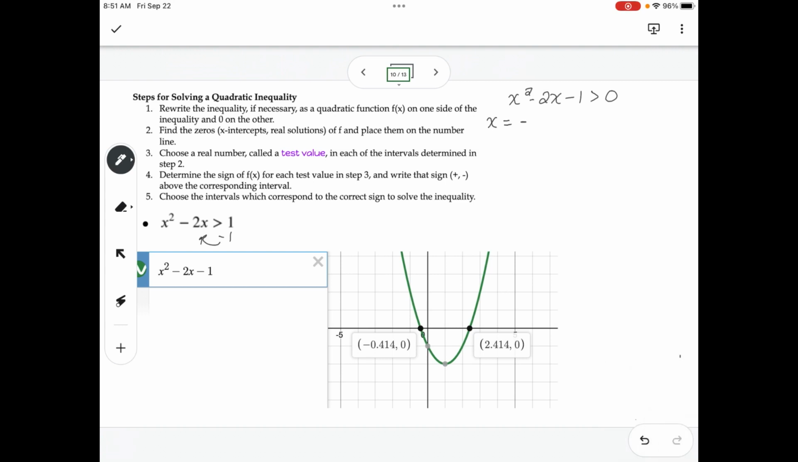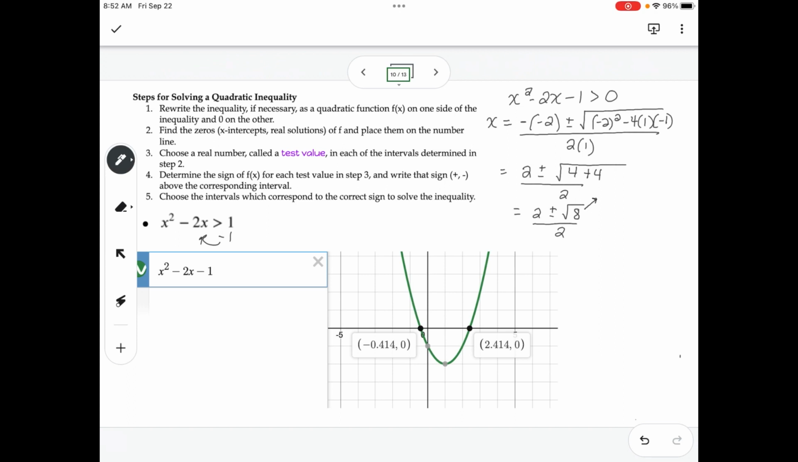So x equals the opposite of b. Our b value is negative 2, plus or minus the square root of b squared, negative 2 squared, minus 4 times a times our c value, all over 2 times our a value of 1. And then we'll simplify. So we'll have positive 2 plus or minus the square root of 4 plus 4, all over 2, which of course is the square root of 8. That's not a nice, neat number. That's kind of ugly. All over 2.